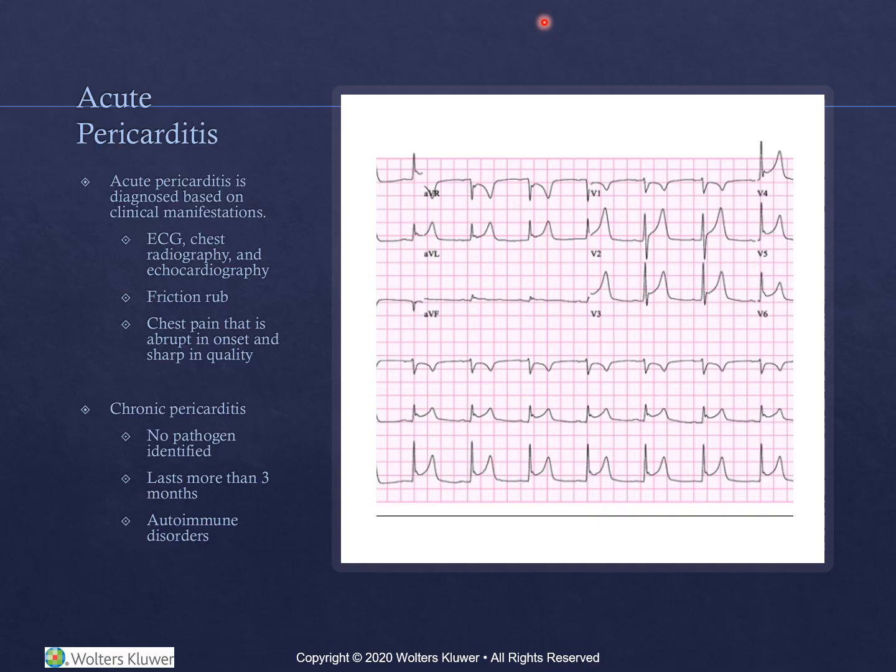Treatment for acute pericarditis. We often just use anti-inflammatories, things like NSAIDs or corticosteroids might be helpful. If it's pericarditis being caused by an infectious process, we might use antibiotics to clear the infection. So those are the typical ways that we would treat an acute pericarditis.